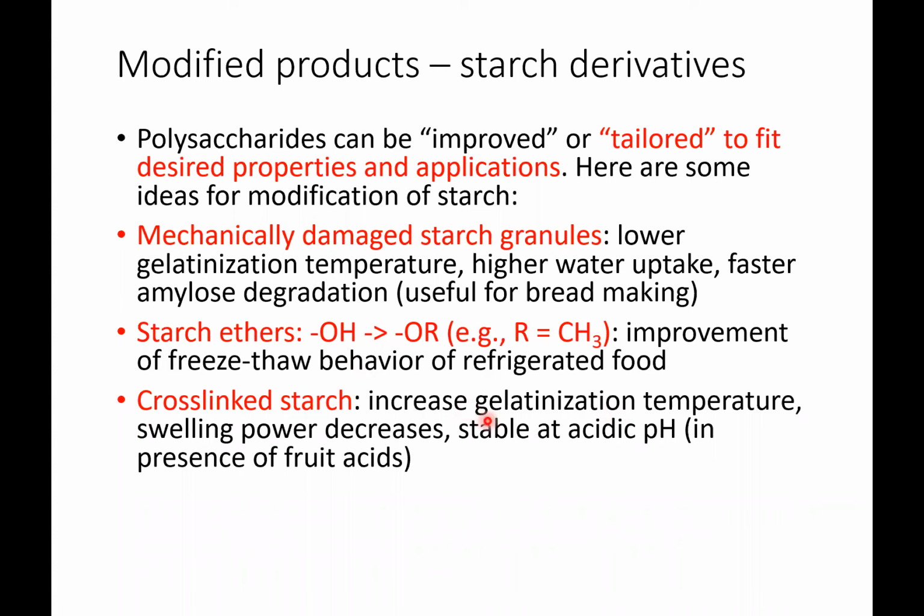You can cross-link starch. That is a stabilization process of the starch. It will increase the gelatinization temperature. It will also decrease the swelling power because you have cross-links, which means linking parts and pieces of the structure together that are not broken during the swelling process, but it can be helpful if you do it controlled.